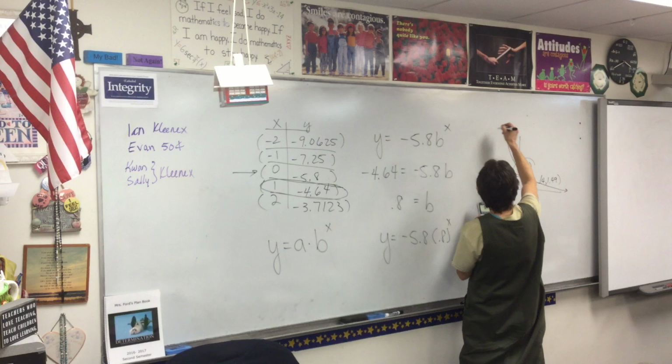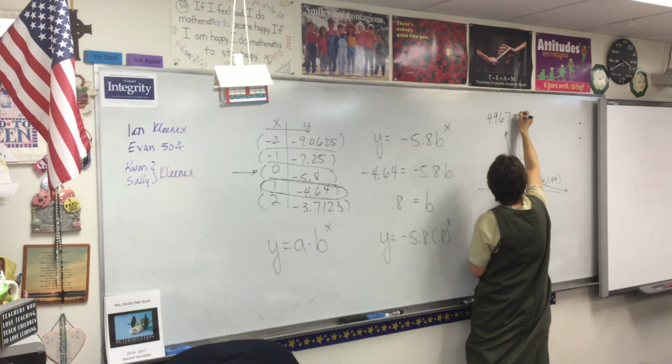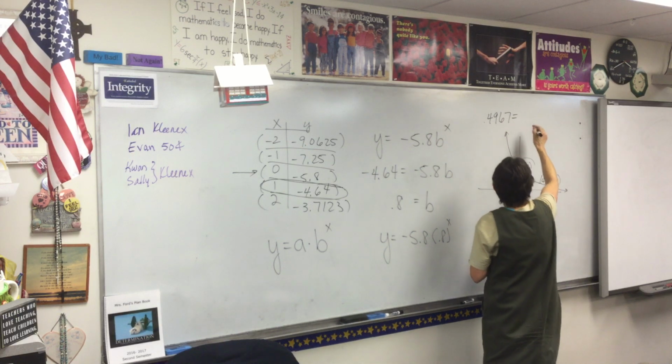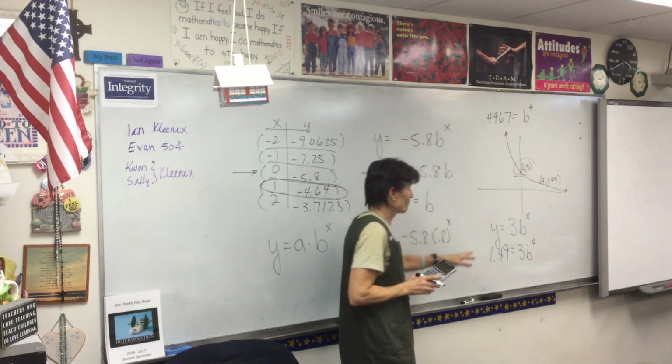All right, so I got 0.497. I'm going to actually say 0.4967 equals b to the 4th. Everybody okay with that?